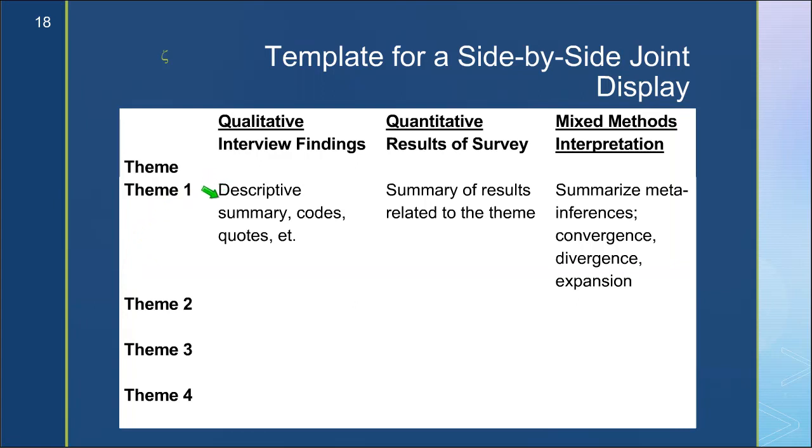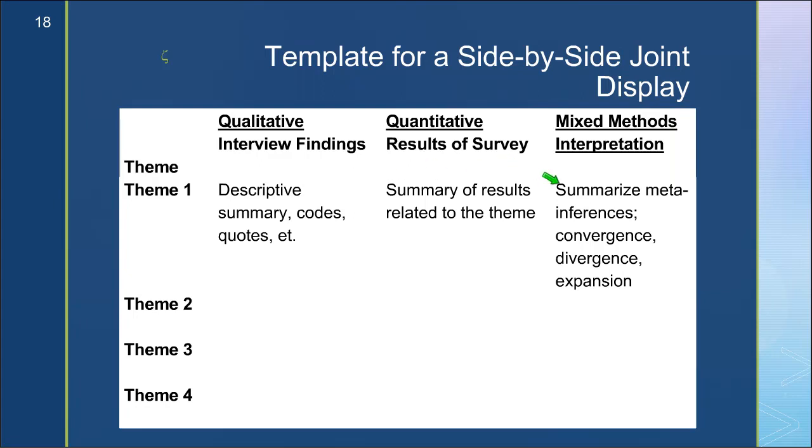But then in each of the cells, in the qualitative interview findings column, we might write something like a descriptive summary of our findings. We could have things like codes in addition to some illustrative quotes. In this quantitative column then, in these cells, it could be a summary of results related to the theme. It could be a statistical copy if we have that to share.